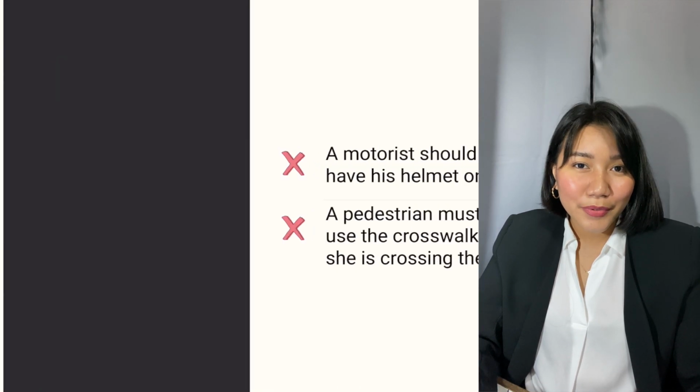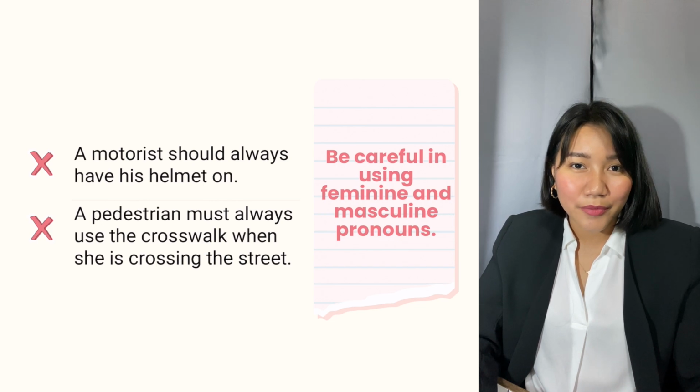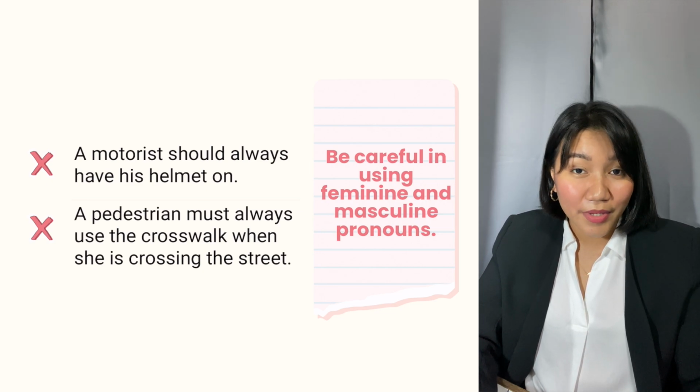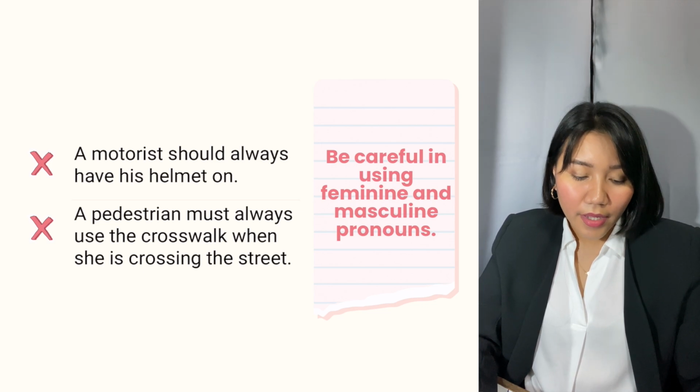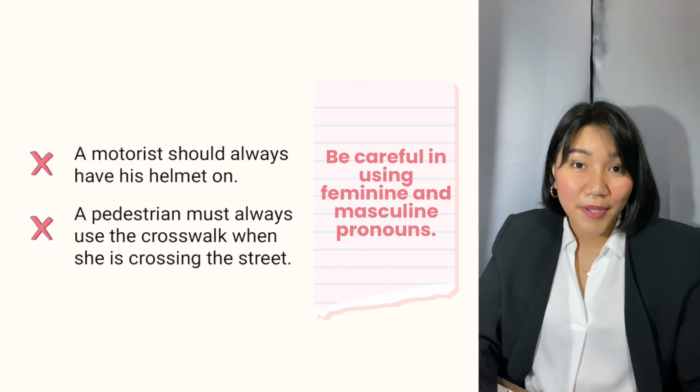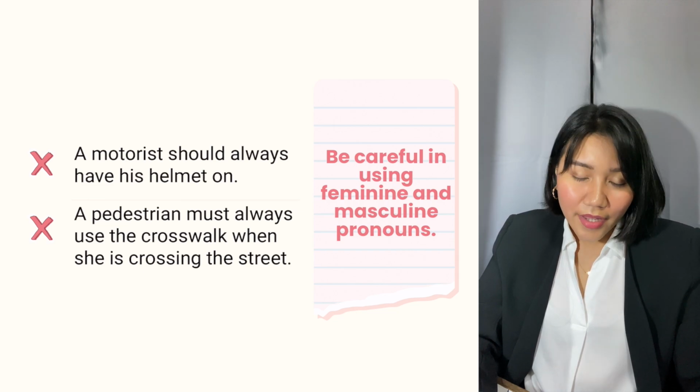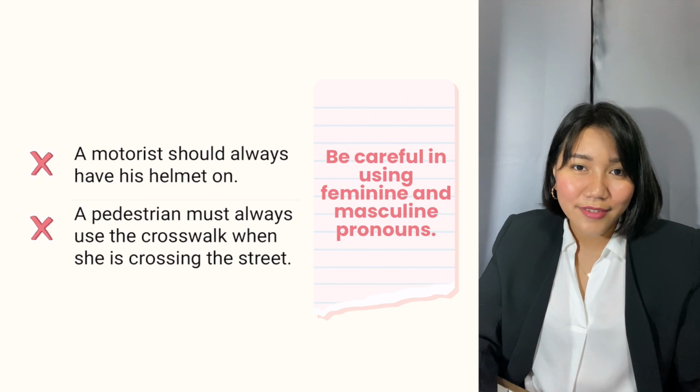Be careful in using feminine or masculine pronouns. A problem arises when we either use he or she to refer to people in general. Let's take a look at these sentences to find out what I mean. A motorist should always have his helmet on. The antecedent's gender is unspecified. It is incorrect to use the masculine pronoun. This implies that all motorists are males.